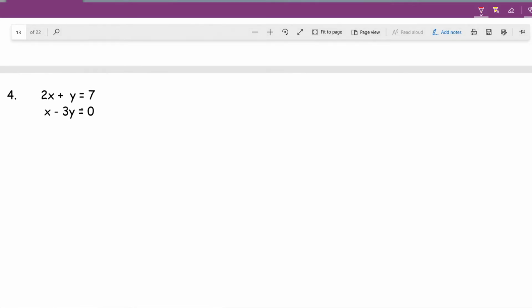Now you can do one of two things here. Again, you can label this one equation 1 and this one equation 2. So you can times this by 2 to make the x's the same, or you can times this by 3 to make the y's the same, which I'm going to do. So I'm going to multiply equation 1 by 3, which will give me equation 3.